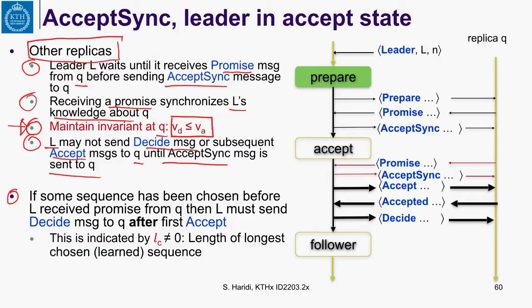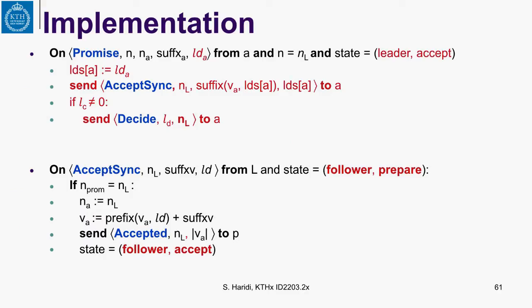Now, if some sequence has been chosen before L receives a promise from Q, then L must send a decide message to Q after its first synchronizing accept. And this information, if we remember, is indicated by the variable LC. LC is the length of the chosen sequence so far. When a process or a replica becomes a leader, this is initialized to 0, and once some sequence is chosen and sent to be decided, then this is greater than 0. So that makes things quite easy.